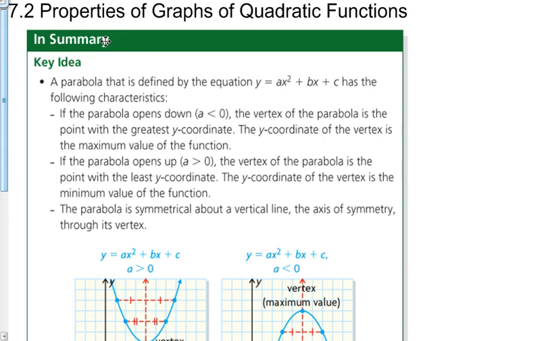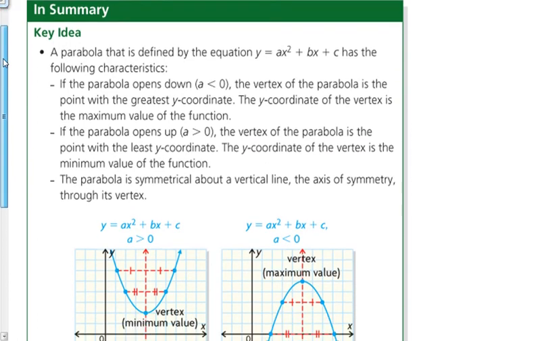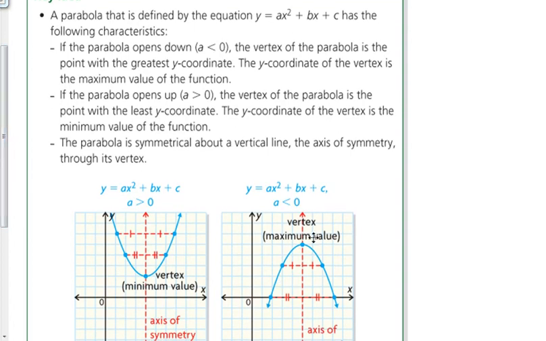7.2 Properties of Graphs of Quadratic Functions. So we found in 7.1 what A, B, and C have as effects on the graph. If the parabola opens down, we know that A is less than 0. The vertex of the parabola is the point with the greatest y-coordinate. Here I have a parabola that's opening down, so A is less than 0. The vertex, then, is called a maximum because it has the greatest y value.